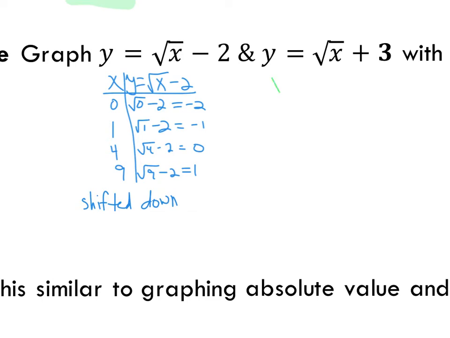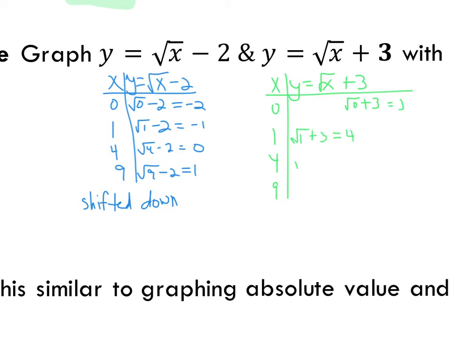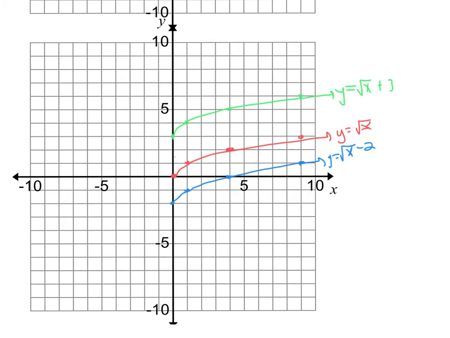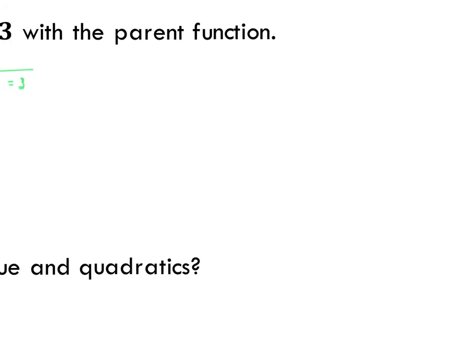Now, when we do our other function, y equals the square root of x plus 3, we're still going to use those same perfect squares for x. So we have the square root of 0 plus 3, that is 3. The square root of 1 plus 3, that is 4. The square root of 4 plus 3, that's 5. And the square root of 9 plus 3 is 6. So we're going to plot those points, and we're going to see what happens. So notice what happened to our red parent function, y equals the square root of x, with y equals the square root of x plus 3. Hopefully you recognize that it shifted our function up 3.